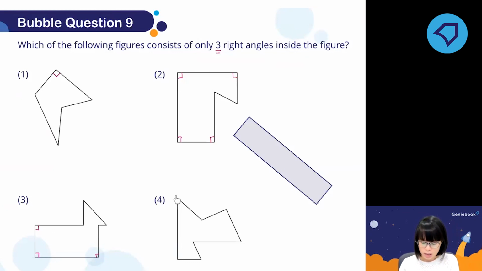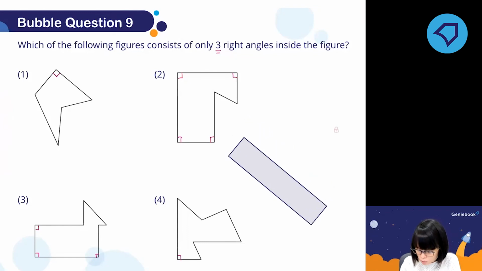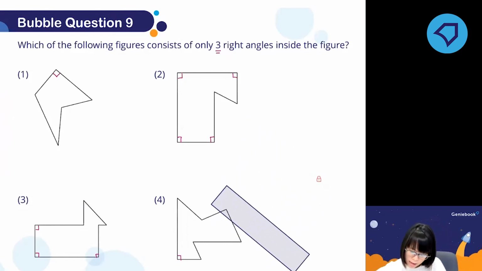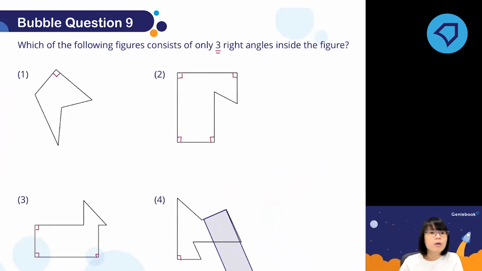Okay, how about option number 4? How many right angles do you guys see in option number 4? 2? 1? None? We know that this one is the right angle. Okay, another one that might be a little bit tricky would be this part over here. So let's use the ruler to align it. And what do you guys think? Can you see?